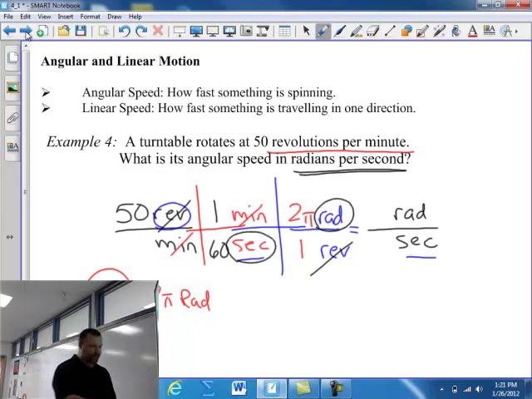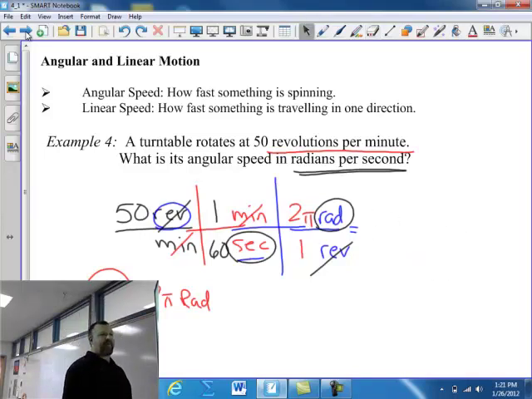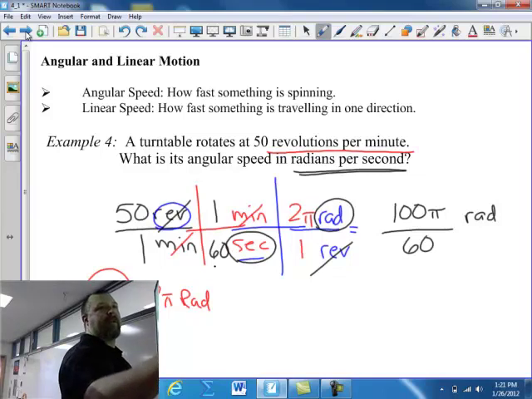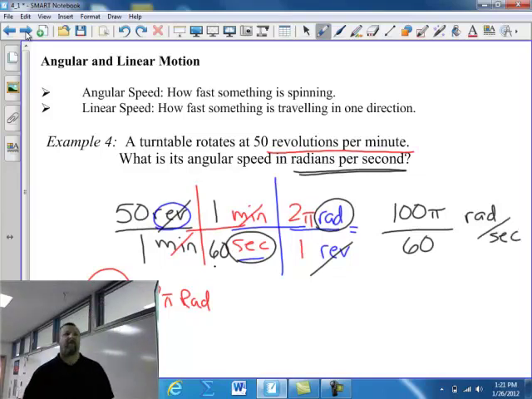Now, how do I get my final answer then? We just multiply straight across like fractions: multiply, multiply, and then divide. So we have 50 times 2 pi, which is 100 pi, over 1 times 60 times 1. That's 100 pi over 60 radians per second. Should we reduce that? We probably should. How about 5 pi over 3?